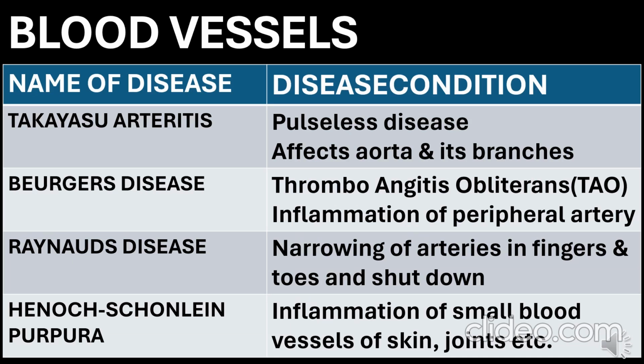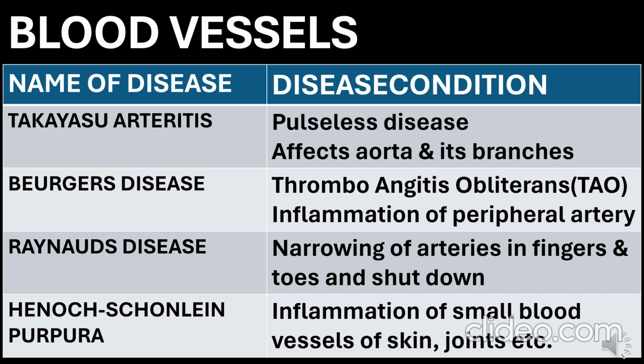Now let us go to the disorders of blood vessels. First one is Takayasu arteritis, that is also known as pulseless disease. It affects the aorta and its branches. Next is Buerger's disease. Other name is thromboangiitis obliterans or TAO. This is inflammation of peripheral arteries.